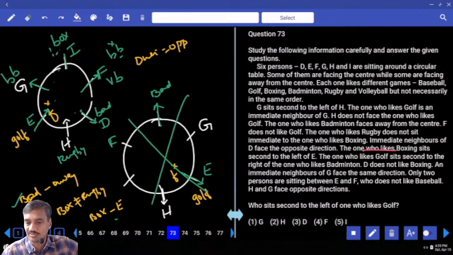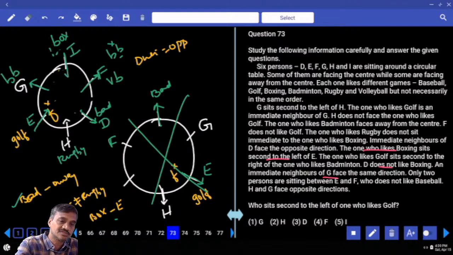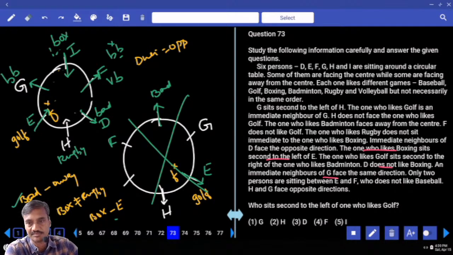The one who likes boxing sits second to the left. Golf sits second to the right of badminton. Immediate neighbors of G face the same direction. Hence E and I are facing the same direction. Clear? Now this is about question number 73 to 76.